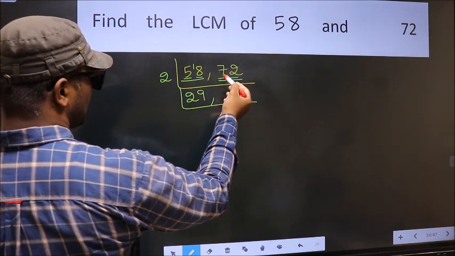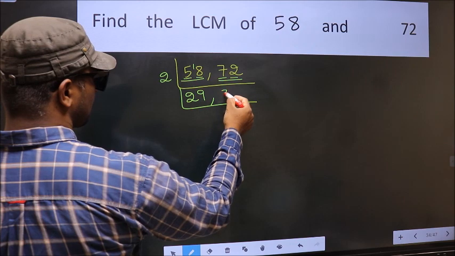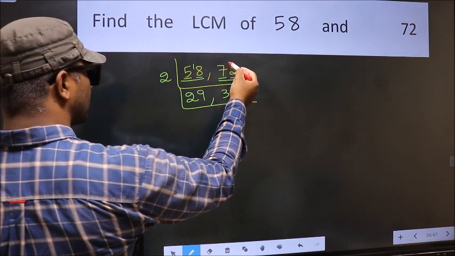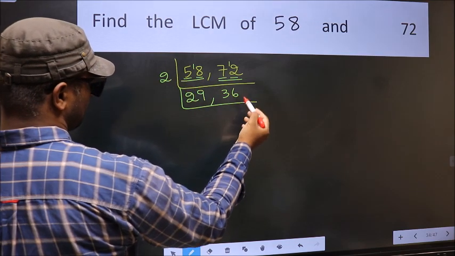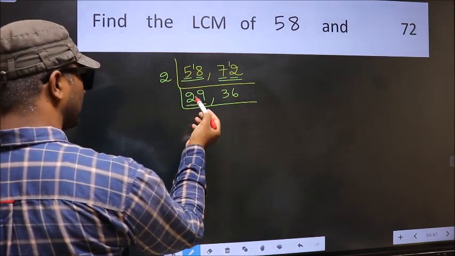The other number 72, last digit 2, even, so this is divisible by 2. First number 7. A number close to 7 in 2 table is 2 3's 6. 7 minus 6, 1, 1 carried forward, 12. When do we get 12 in 2 table? 2 6's, 12.